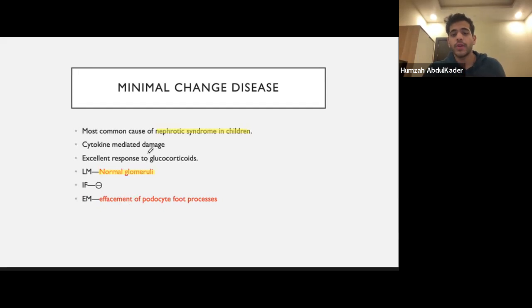Additionally, it has a very good response to glucocorticoids, and this can help you differentiate from other nephrotic syndromes as well, because, as I'll go over a bit later, focal segmental glomerular sclerosis can present very similarly to minimal change disease. But one of the main differentiating factors is that this one responds to steroids, and FSGS does not respond to steroids, or it doesn't respond as well.